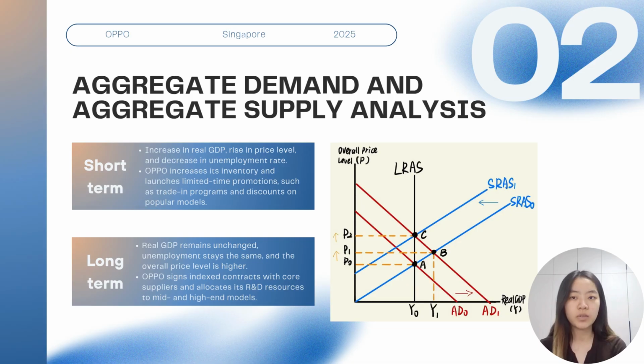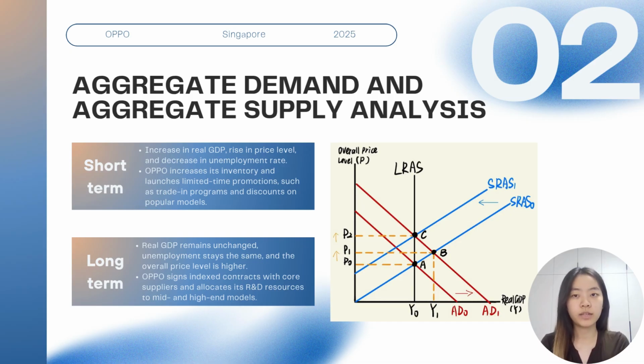In the short term, the tax rebate puts more money in consumers' pockets. People are more willing to buy mid to low price electronic products, and the demand for new phones will rise. Oppo can raise inventory and launch short-term promotions, for example, trade-in programs or discounts on popular models.